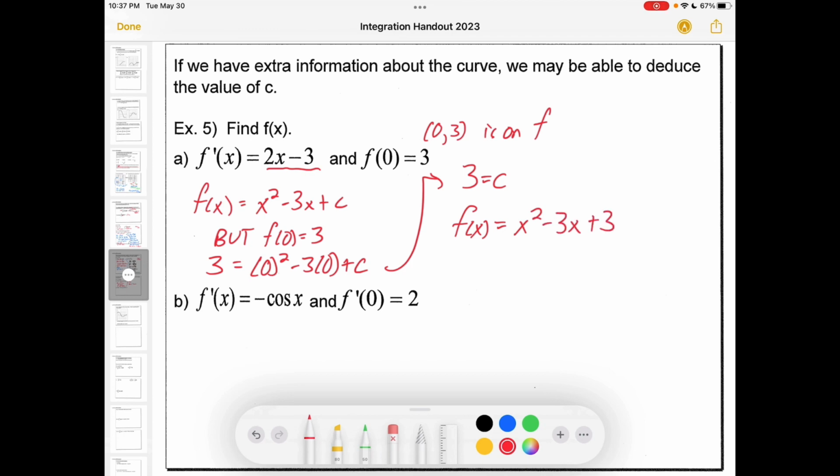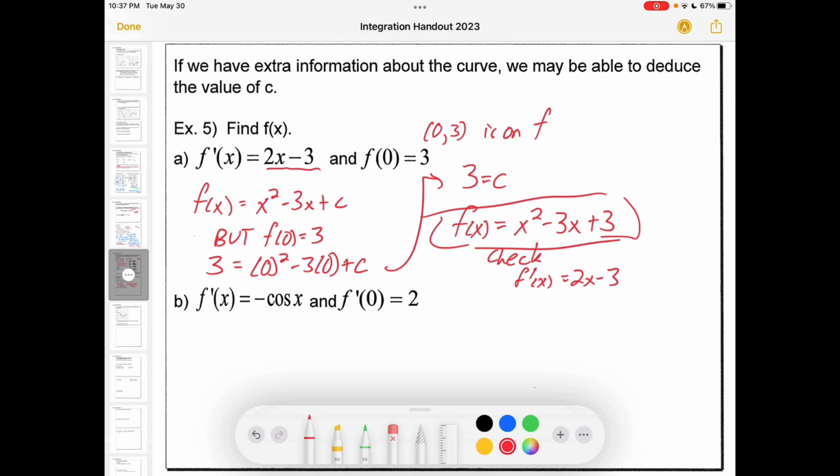Okay? We can check that that passes through 0, 3 just by subbing in. We can check that it differentiates properly. Okay, it has a derivative of 2x minus 3. Yep, like it should. So this must be the curve, that particular curve. Okay. We can do that for other types of functions as well, but we need to have some extra information. So I think that this question here is pretty terrible.